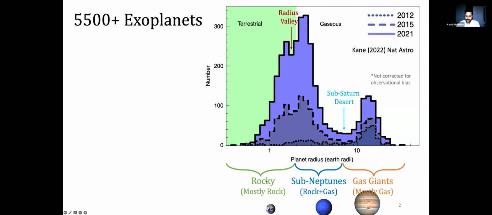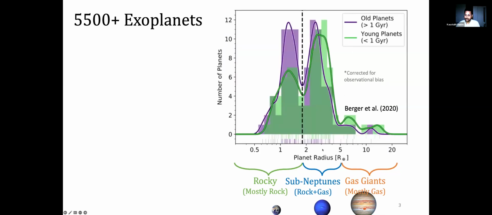Rocky planets are mostly rock, that's obvious. Sub-Neptunes contain both rock and gas, and this is very interesting. Gas giants are mostly gas. Because sub-Neptunes contain rock and gas, they can have quite a span in mass-radius relations, which I'll show in the next slide. But before that, let's take a look at a histogram which is corrected for observational bias to a certain extent.